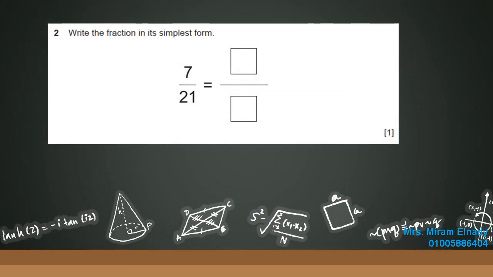How can we simplify this fraction? We have here 7 over 21. Remember, 7 and 21 both are in table 7 because 7 is a prime number, only divisible by 1 and 7. So it can be divided by 7. 7 divided by 7 is 1 and 21 divided by 7 is 3.